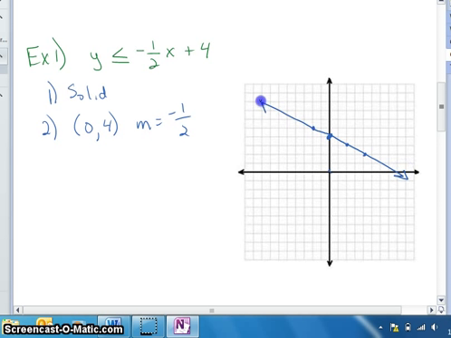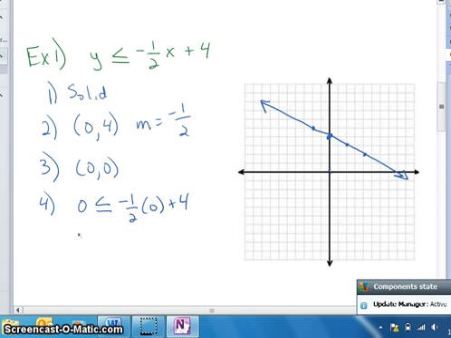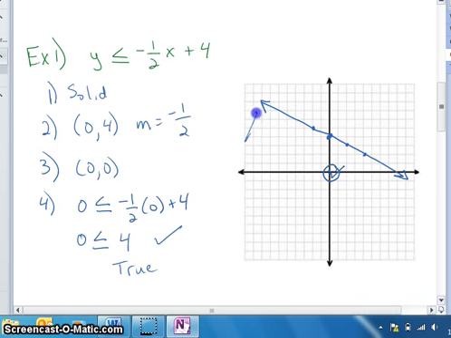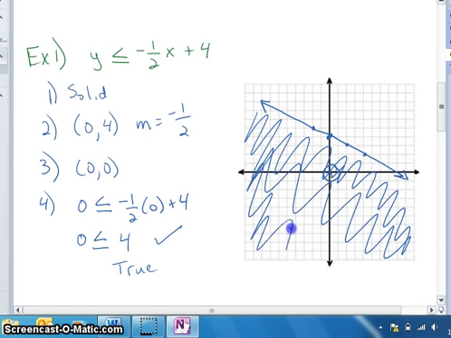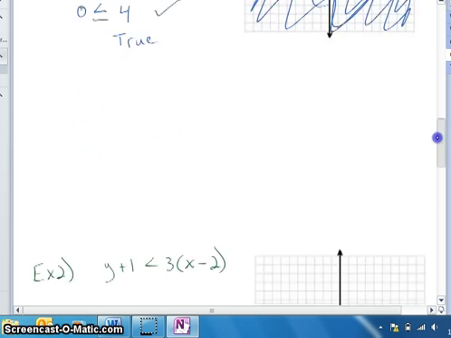Then I need to know what point I'm choosing. In this case, I'm going to pick (0, 0). It's not on the line. Step 4, substitute in, see if it's true or false. So is 0 less than or equal to 4? Yeah, that's true. So this point right here, (0, 0), was a solution. That worked. So that means every point over here is going to work. I'm going to shade the whole thing. Perfect.